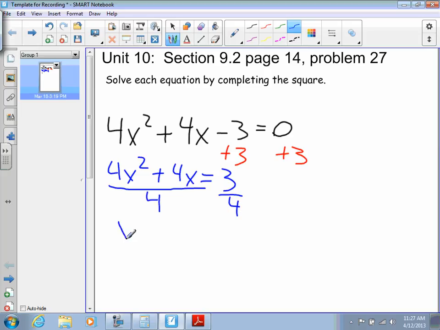So now I have x squared plus x equals 3/4. Now let's use that box and figure out what we need to add to both sides of the equation to get our perfect square.